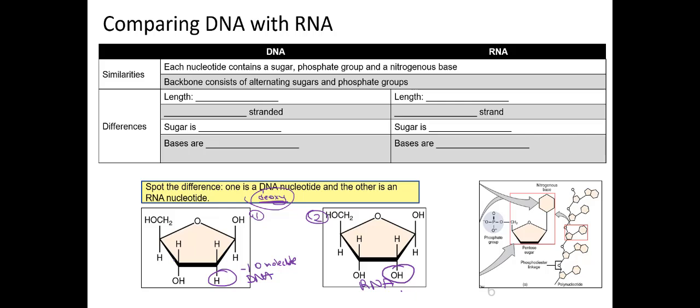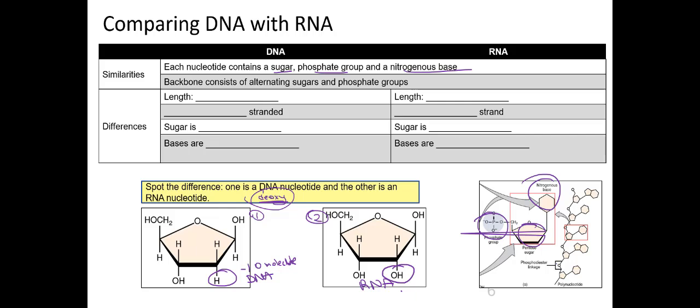All right. So similarities between DNA and RNA. Each nucleotide in both DNA and RNA contains a sugar, phosphate, and nitrogenous base. So you've got here a sugar, a phosphate, and a nitrogenous base. And what happens is in both DNA and RNA, you've got long chains, right? And the chains are connected through the backbone of alternating sugar and phosphate groups, right? So you've got sugar, phosphate, forming a chain of DNA and a chain of RNA.